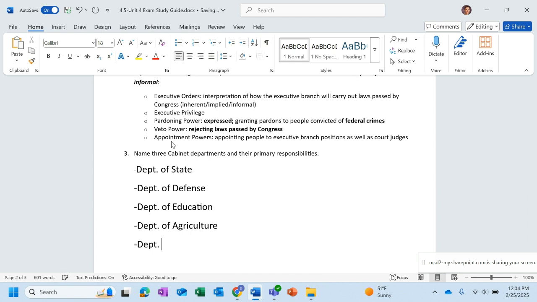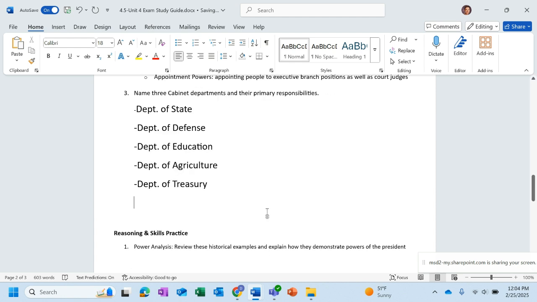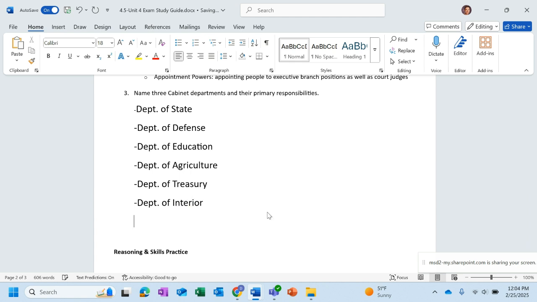Department of Treasury is the chief financial officer, basically, of the United States government. Prints the money as well. Cabinet departments. Department of the Interior deals with natural resources in the United States and United States federal land. We've got the Department of Homeland Security, which was created after the September 11th terrorist attacks, which is dealing with the security of the United States within its borders, not international security necessarily.